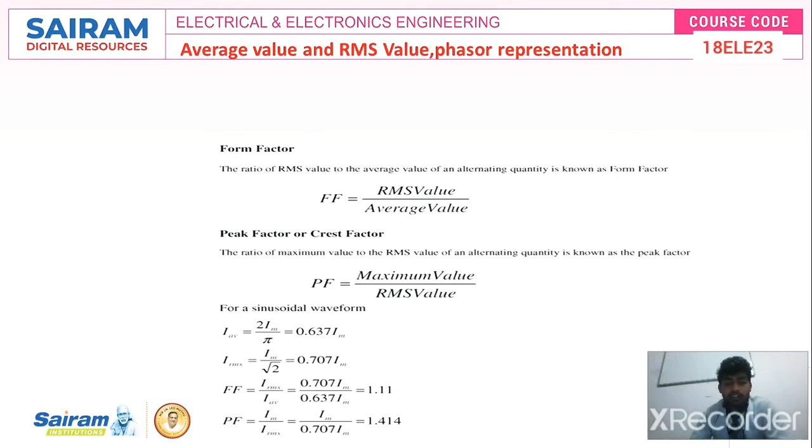And peak factor, that is crest factor, you can call. Peak factor is equal to maximum value by RMS value. I mean, it is a ratio of maximum value to the RMS value. Maximum value you can take Im, RMS value is Im by root 2. Just it will go to root 2 in the numerator. So 1.414 we will get.